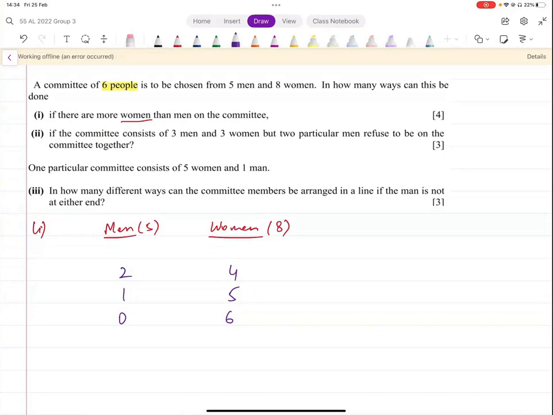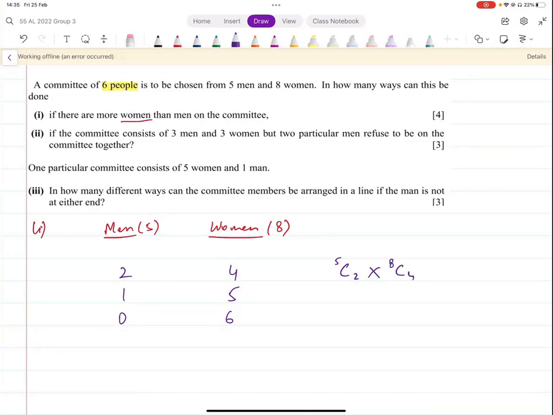What do you do now? You can think about the number of ways you got for each of these three cases. First case mein aapka kya ban jayega? Out of five men, you've got to choose two. And out of eight women, you've got to choose four. So that's 5C2 into 8C4.